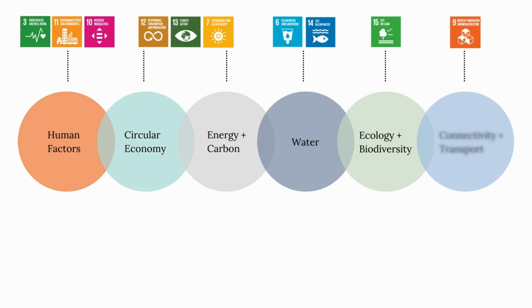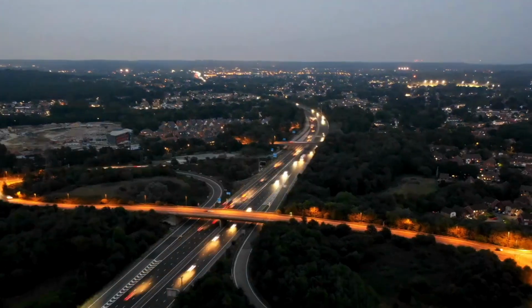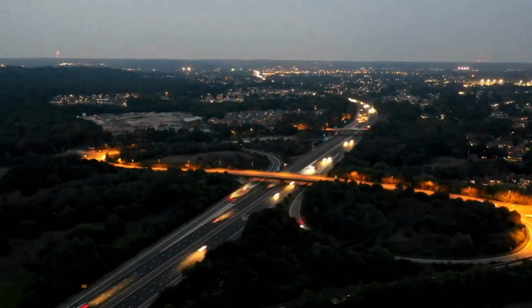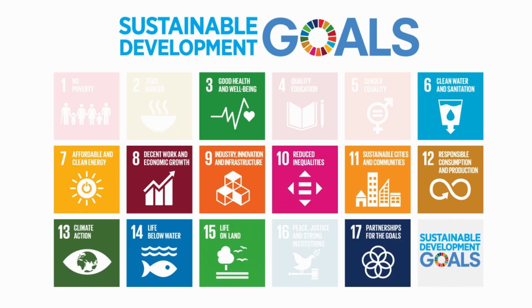And finally, the sixth theme is connectivity and transport, which is covering SDG number 9. This focuses on how people, places, and cities connect through sustainable urban planning and transportation. This, again, is a very important theme that most of us need to understand more. So all in all, the work that we do in the built environment affects 12 Sustainable Development Goals out of 17.